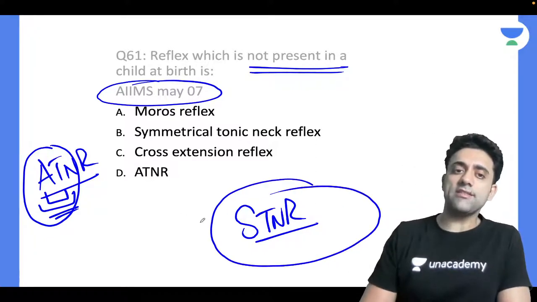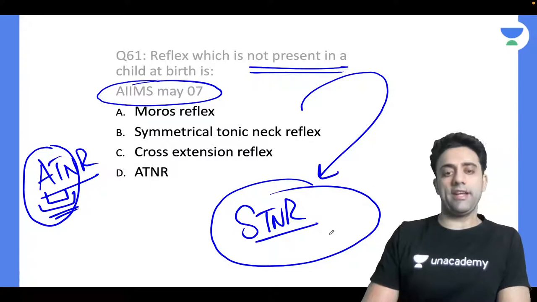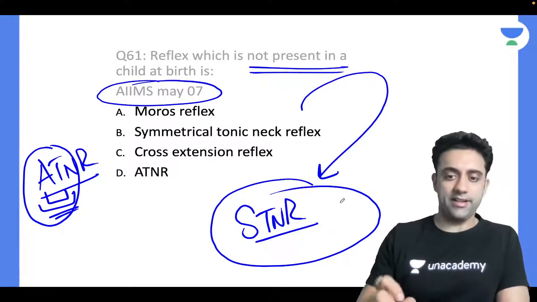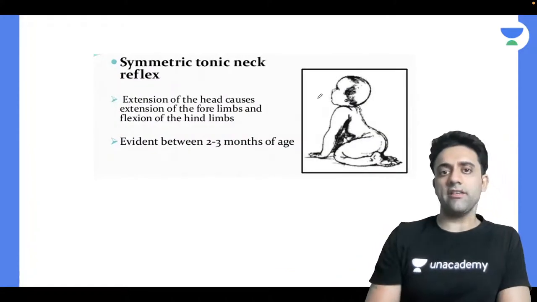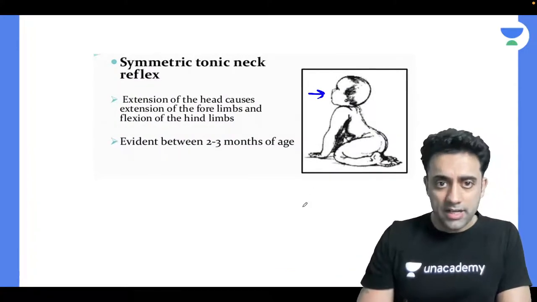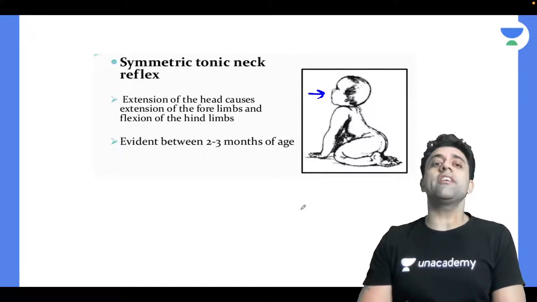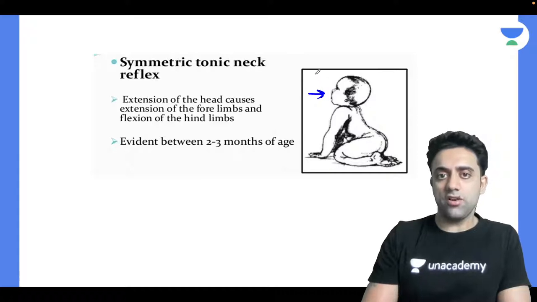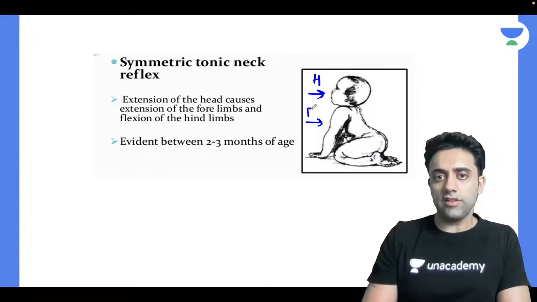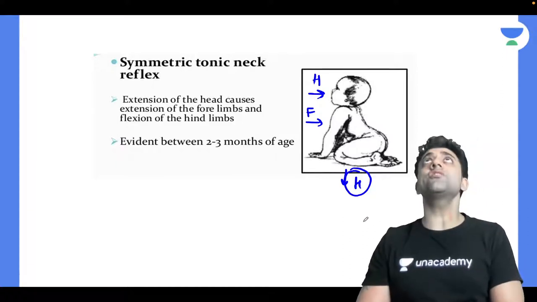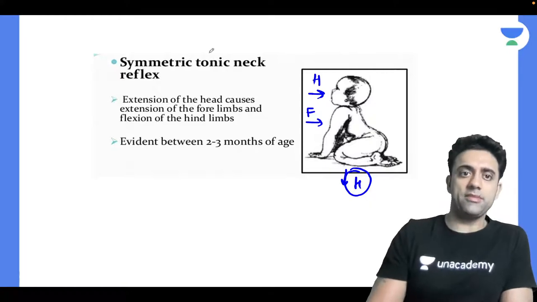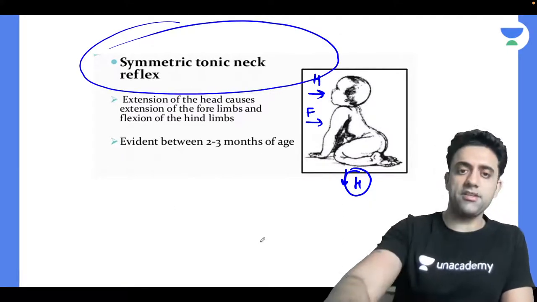Whereas which is not present at birth? The answer is symmetric tonic neck reflex. It comes later in life. And what happens in the symmetric tonic neck reflex? Extension of the head causes extension of the forelimbs and flexion of the hind limbs. Symmetric tonic neck reflex.